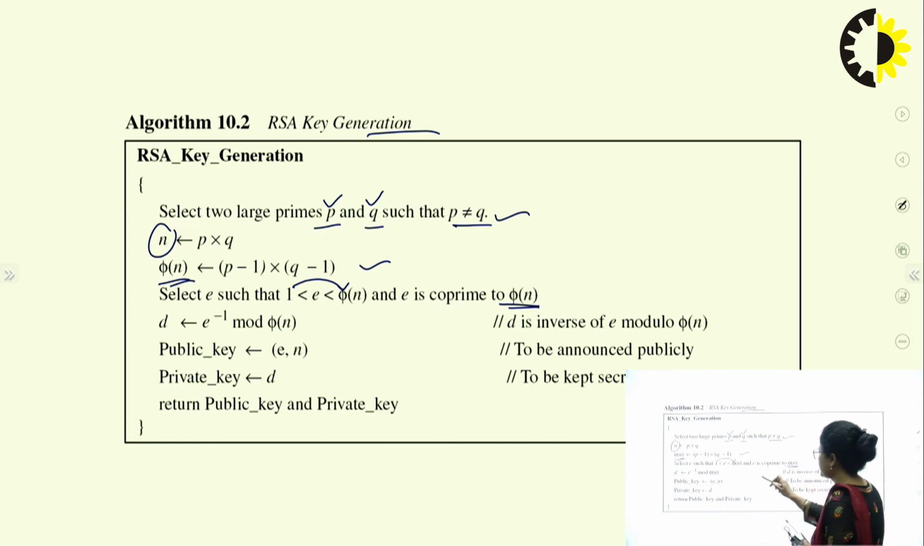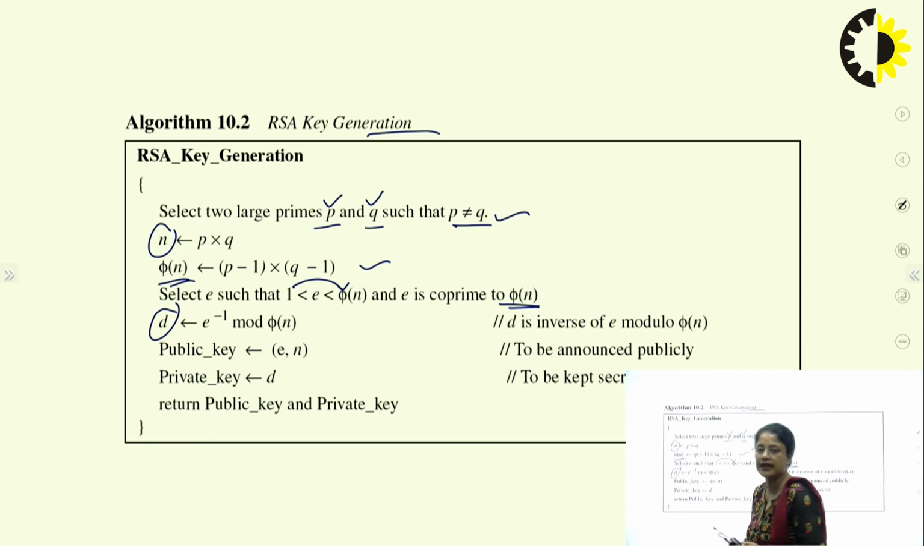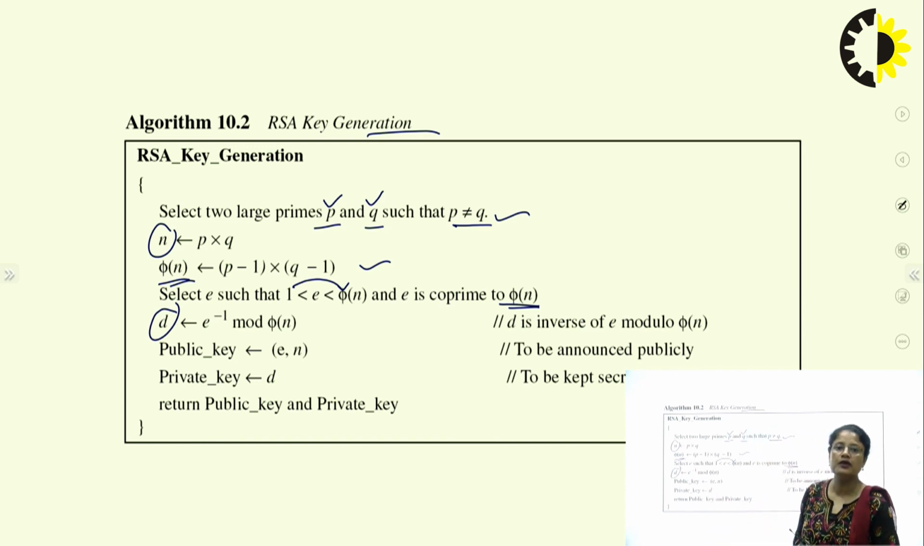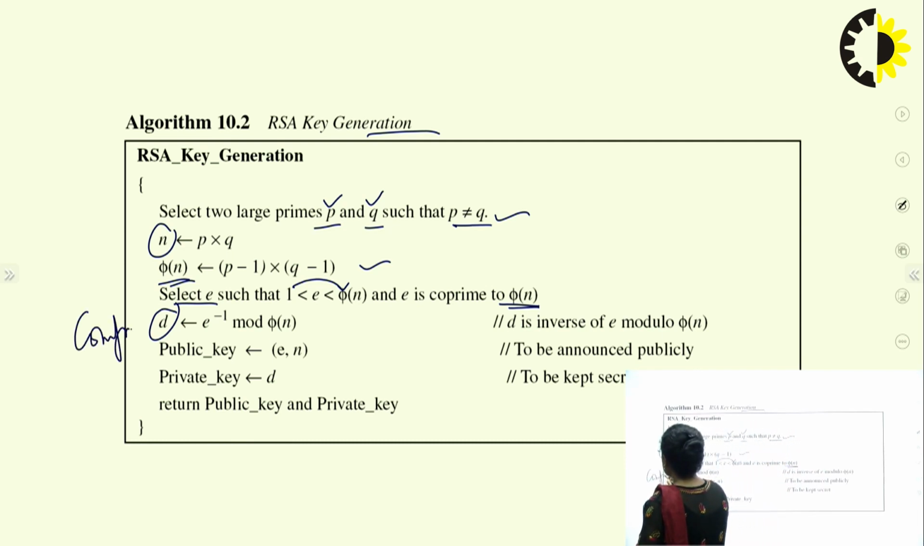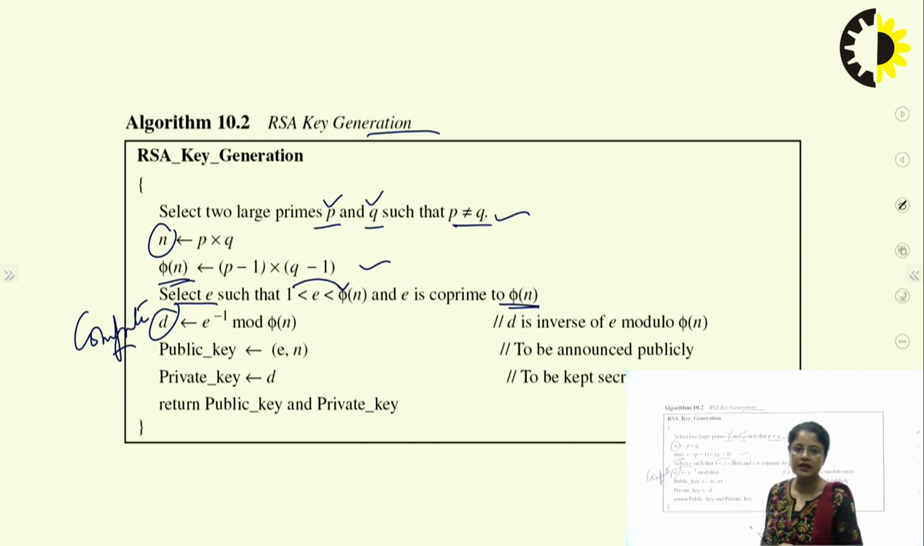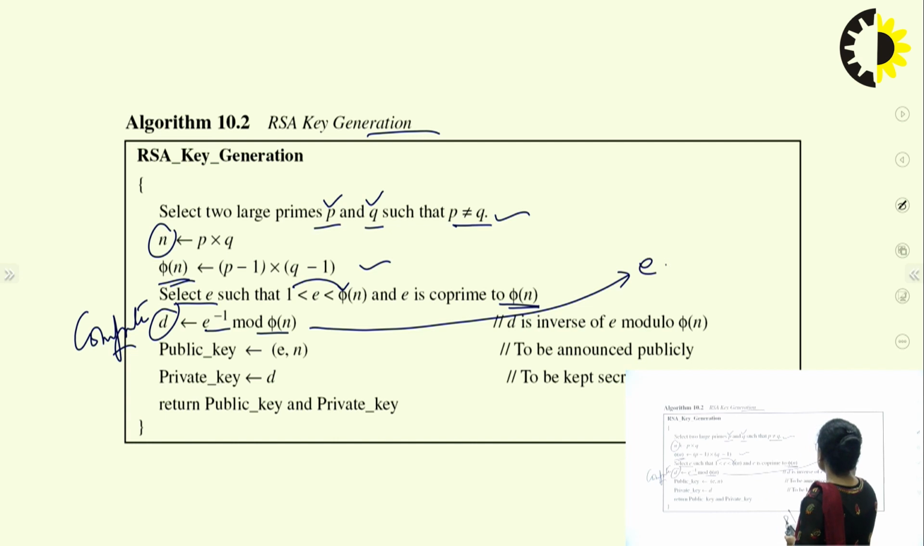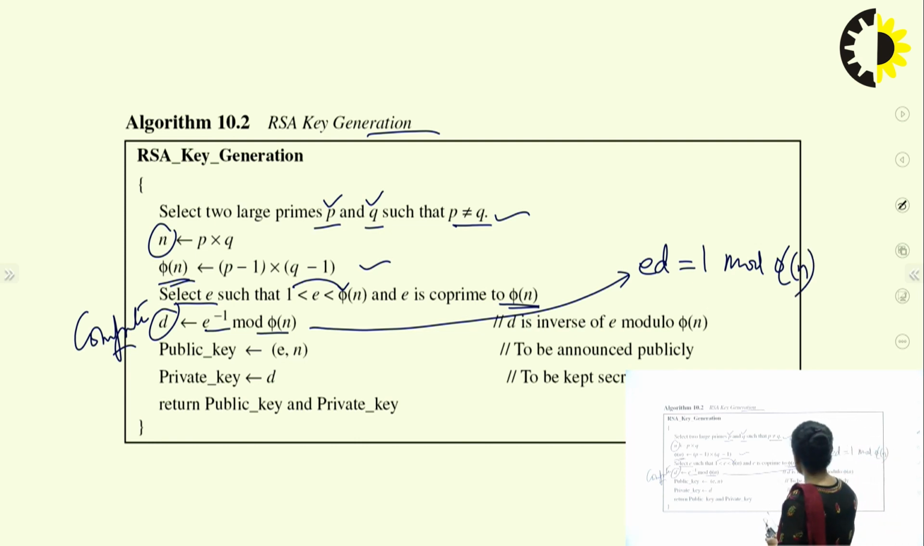And once we have selected the value of E, then we find the value of D. Or rather we will not say select, we will compute: we select the value of E, and in case of D, we compute the value of D. And how is the value of D computed? The value of D is computed by finding the multiplicative inverse of E modulo phi of n. What do you mean by multiplicative inverse? It means if we multiply E and D, we get a value of 1 mod phi of n. So that should be the characteristic. We need to find the value of D in such a way that when we multiply E and D, we get 1 once we apply mod phi of n.